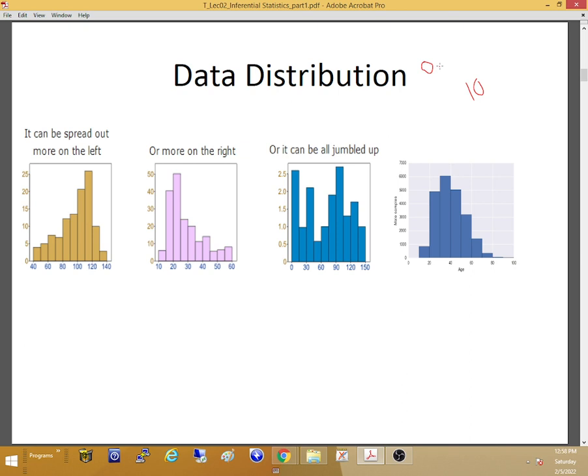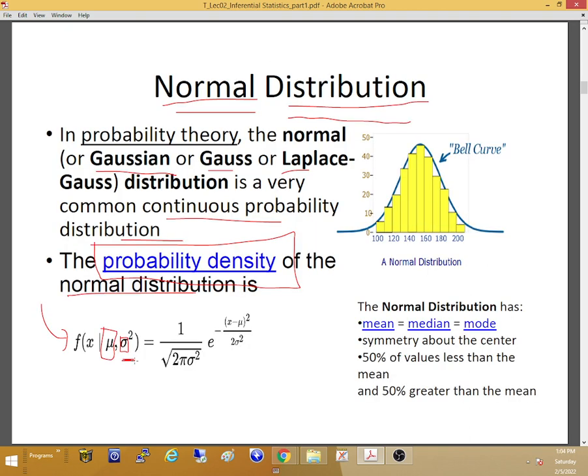What we have to know here is the mean. That means we have to find out the mean of our data, and here is the standard deviation sigma, and sigma squared is the variance of the data.